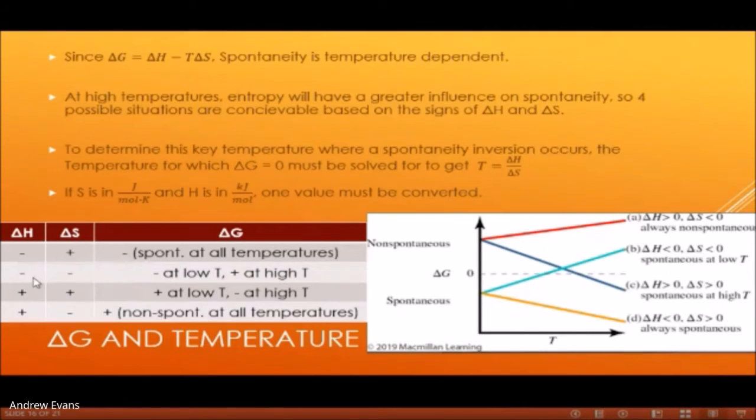If both of these numbers are negative, you get a positive temperature. If both these numbers are positive, you get a positive temperature. But if one is positive and one is negative, you get a negative temperature. Because Kelvin can never go negative, you can never get a temperature where it doesn't work, or you can never get a temperature where it does work. So only in these two middling situations will you be able to calculate that.